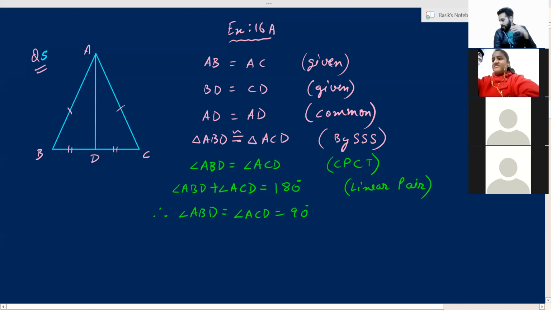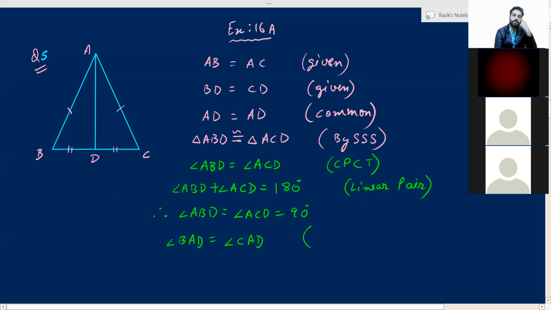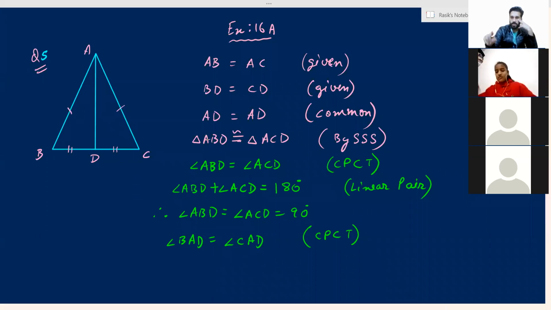In the second part, we have to prove that angle BAD is equal to angle CAD. We don't have to do anything for it. We have already proved that the two triangles are congruent, so directly we can say that they are corresponding parts of congruent triangles. Therefore, they are equal. So we have proved both the parts. Clear? Just write down the reason in the bracket: corresponding parts of congruent triangles.